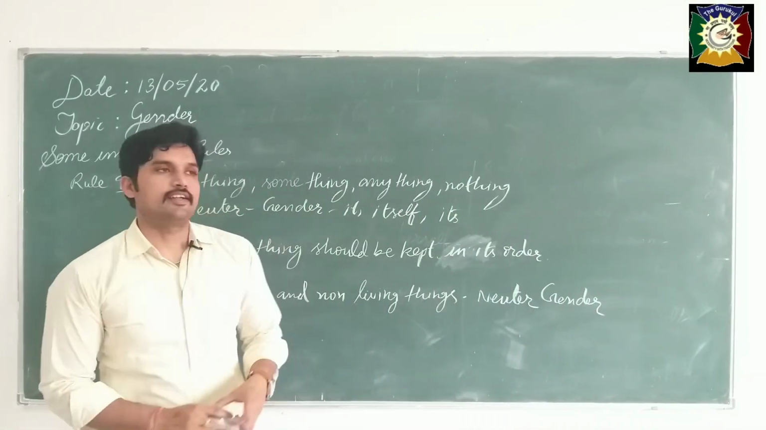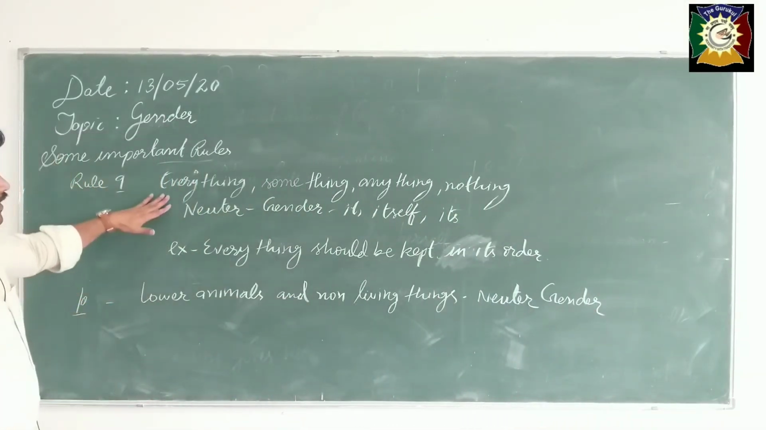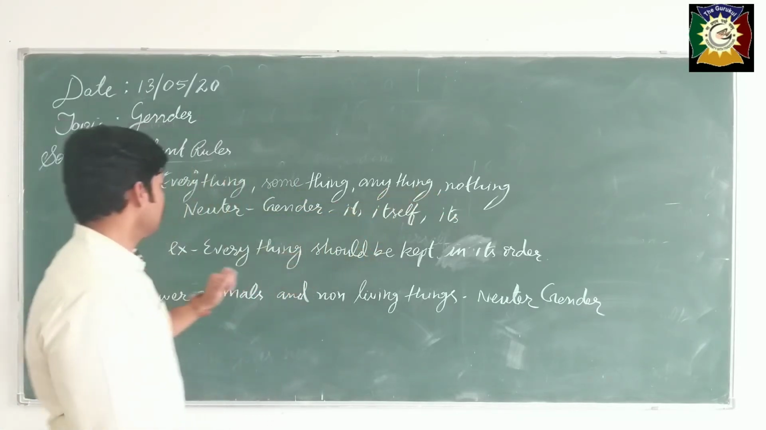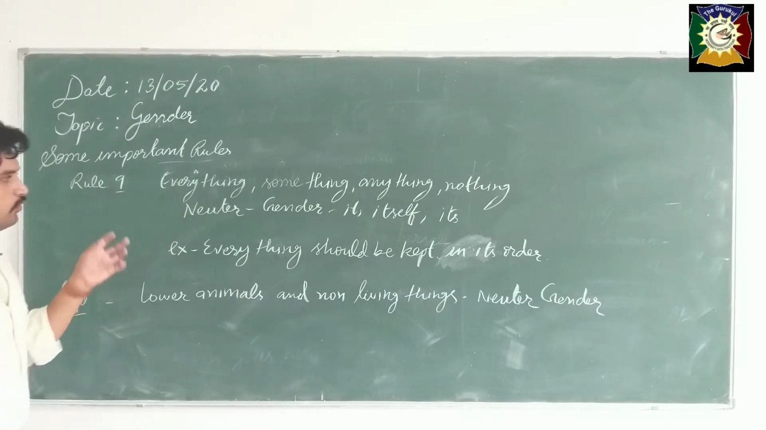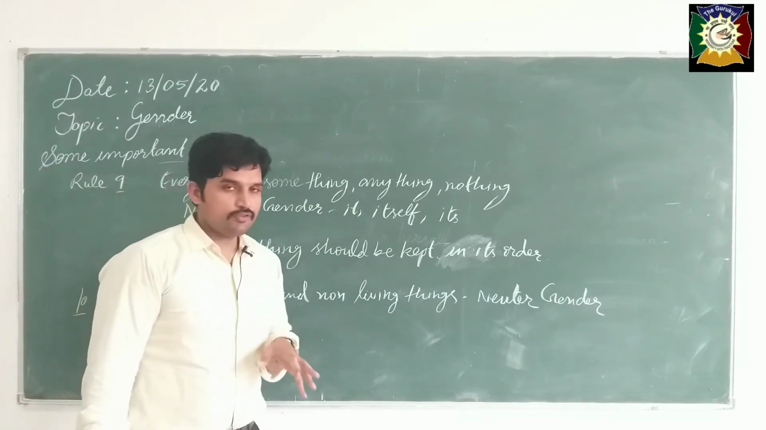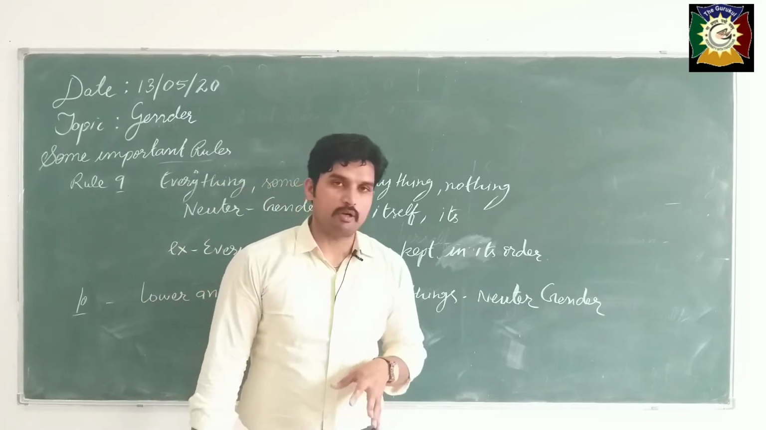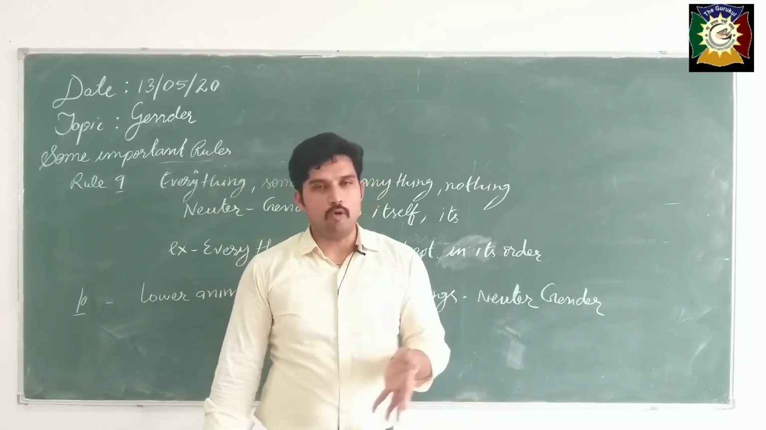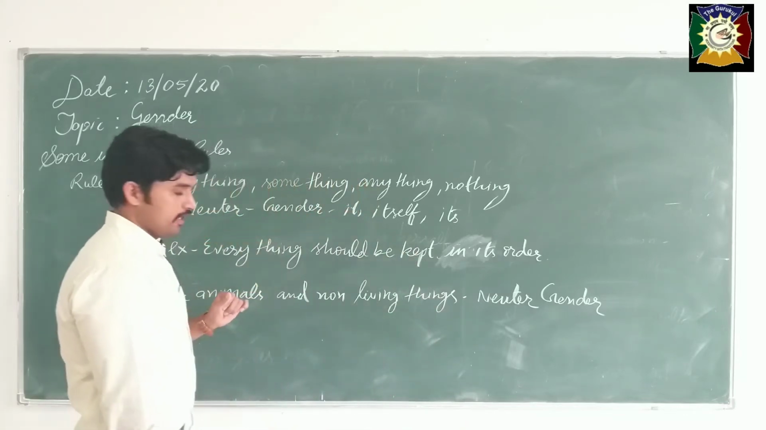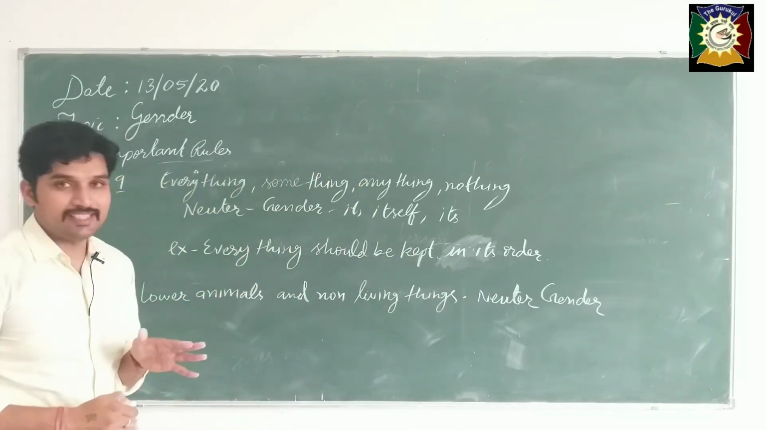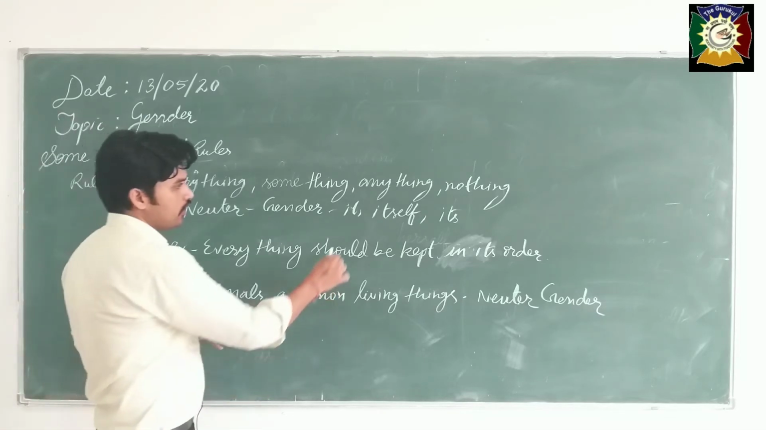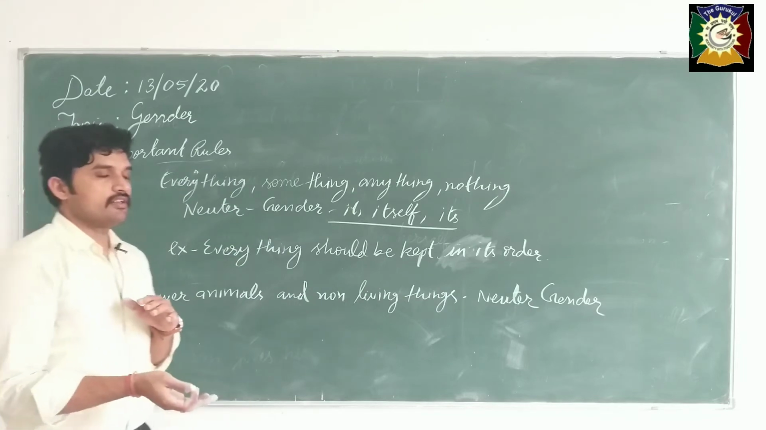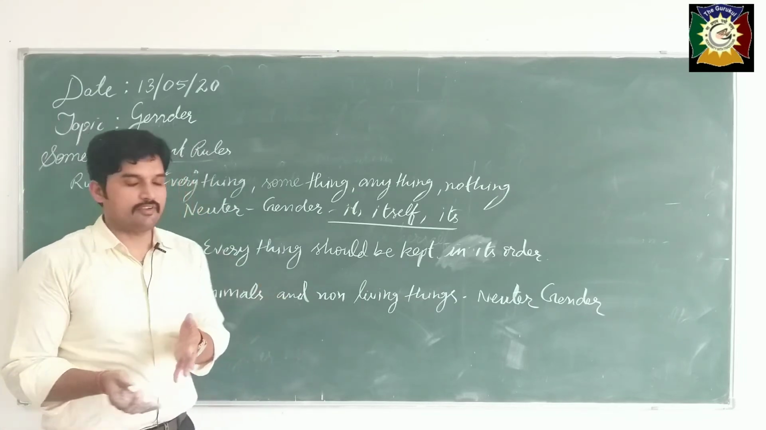Rule number 9. Again, look at these words. Everything, something, anything, nothing are related to neutral gender. If you remember, when we learned about types of gender, for example, masculine, feminine, common, and neuter, then you will learn whenever you use these ones, you have to use one of these which are related to neutral gender, because they are neither masculine nor feminine.